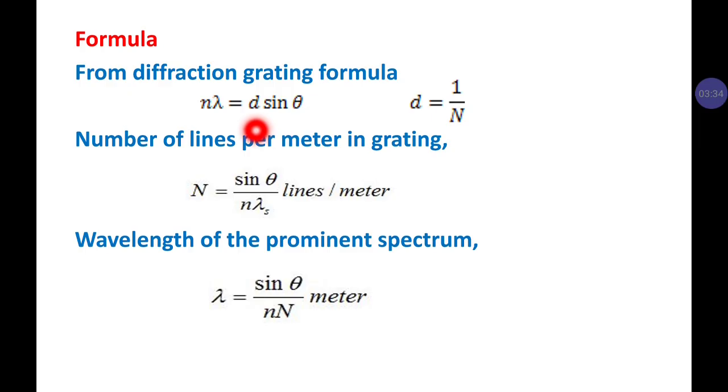This formula is obtained from the diffraction grating formula. We know that n lambda is the condition to get a bright fringe, which is equal to d sine theta, where d is the distance between two transparent lines or opaque lines, and this d can be obtained as 1 by N, where N is the grating constant or the number of lines per meter in the grating plate. So by substituting this d value there, we can get these formulas.